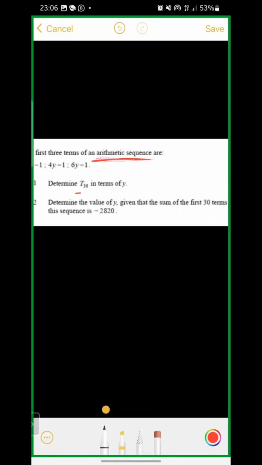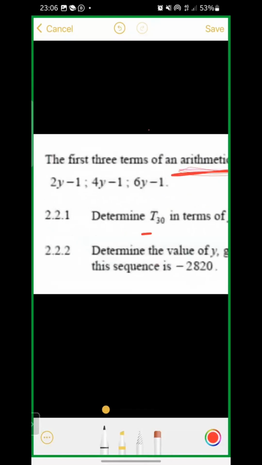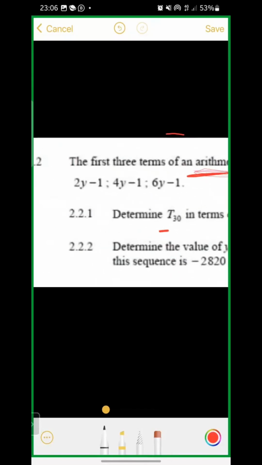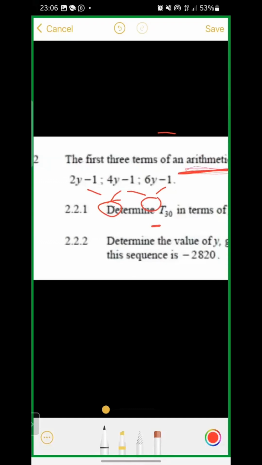In terms of y. So this is very, very important. So rather, what we are not going to do in this step, as usually we would find the difference between this and find the difference between that, and therefore whatever we get, we equate it to that, because you understand that the first differences of an arithmetic sequence are equal, right? So now we can't do that, because if we do that, it's going to lead us to solving for y.